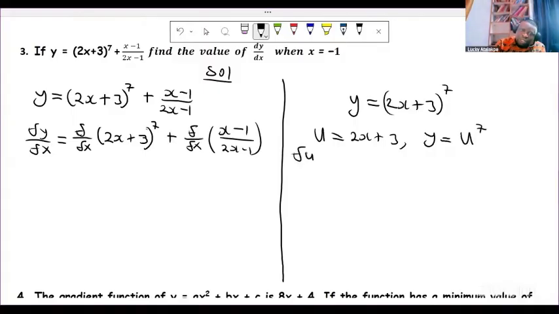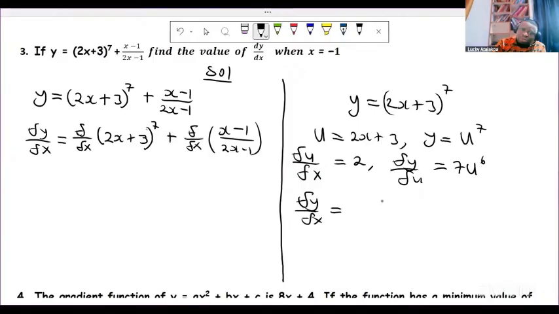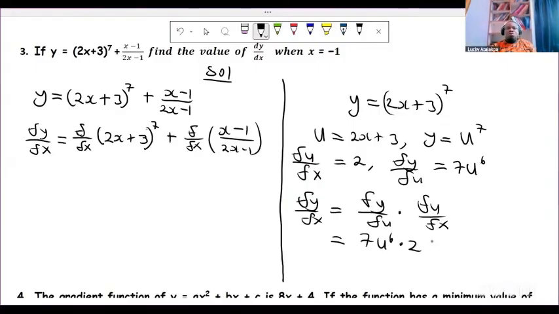So we differentiate u with respect to x. We will get 2, yeah? Then if you differentiate y with respect to u, you will get 7u to the power of 6. So therefore, dy/dx will now become dy/du times du/dx. If the du cancels the du, you have dy/dx equals dy/dx. So dy/du is 7u to the power of 6 times du/dx, which is 2, right?